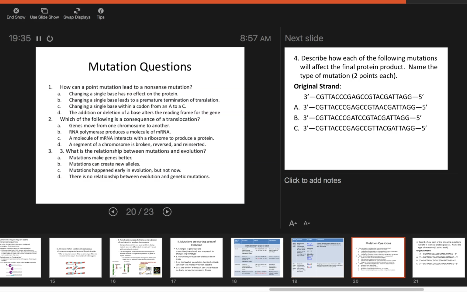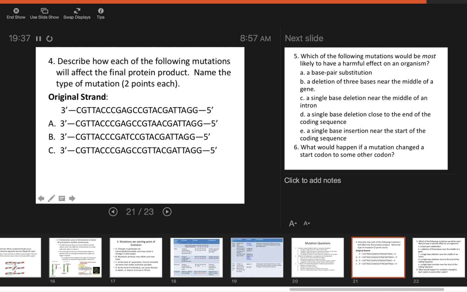So at the end here, we have some mutation questions. We have some multiple choice. Now this right here, question 4, is probably going to be the longest for you to answer. I give you a DNA sequence. This is the original, and this is the strand. You have to put it to mRNA because there's no T in mRNA, so you have to write out the mRNA. And then from there, code for the amino acid to figure out what the mutation is.